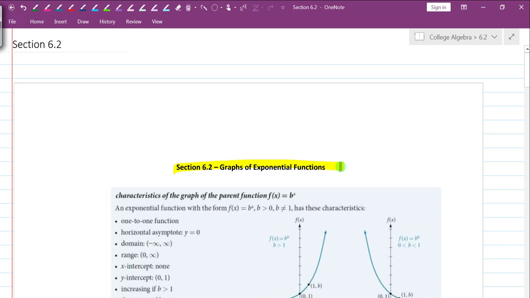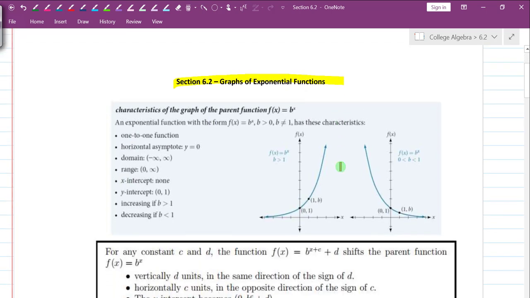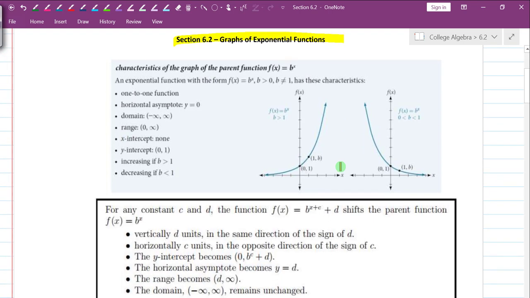Remember how you had to memorize the parent shape of the parabola and of the cubic and of the square root, the cubic root, the absolute value function, all the different functions you had to actually memorize. This is another one that you're going to have to memorize. We're going to be talking about the parent function, the parent shape, how to recognize the exponential function, and then doing transformations on them.